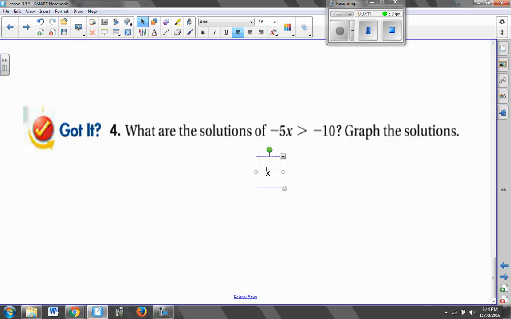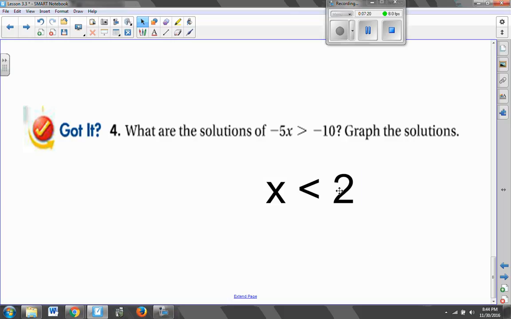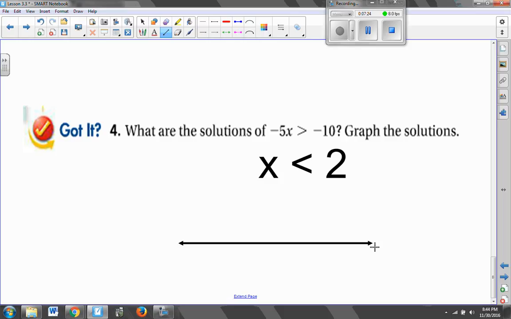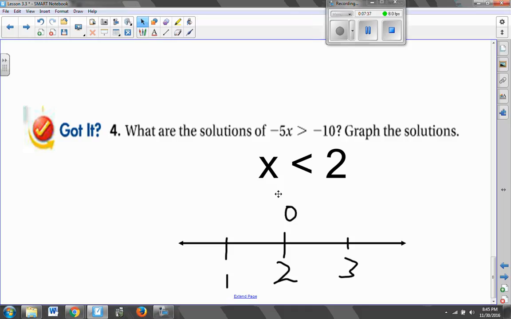All right, we should, after we flip the inequality sign, end up with x is less than 2. Okay? X must be less than 2. And then when I graph this, 2, 1 up is 3, 1 down is 1. Open circle again because there is no equal to sign. That should be more over the 2. Sorry about that. Over the 2.